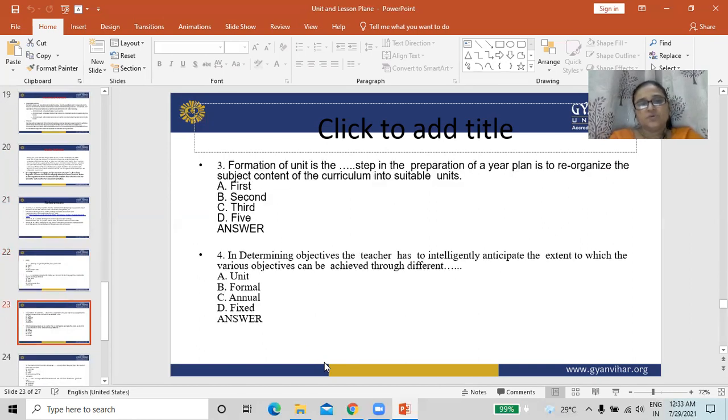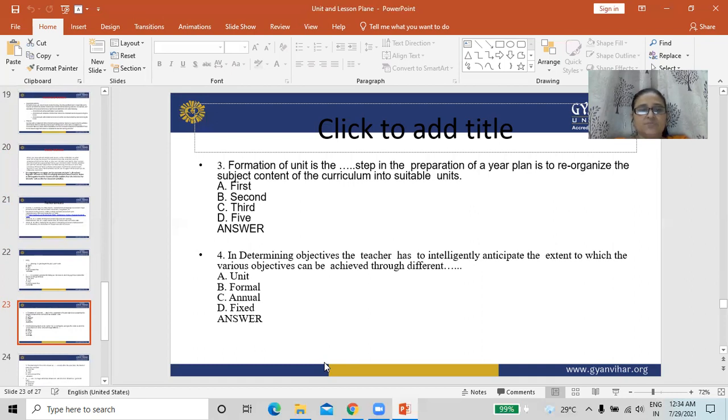Next MCQ: the formation of units is the step in the preparation of a year plan, to organize the subject content of the curriculum into suitable units. Option A, first. Option B, second. Option C, third. Or option D, fifth. You have four options. Choose the appropriate answer.